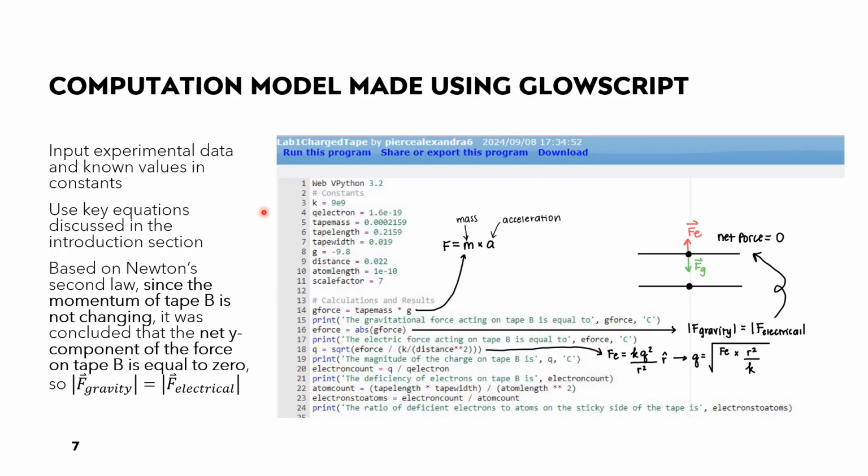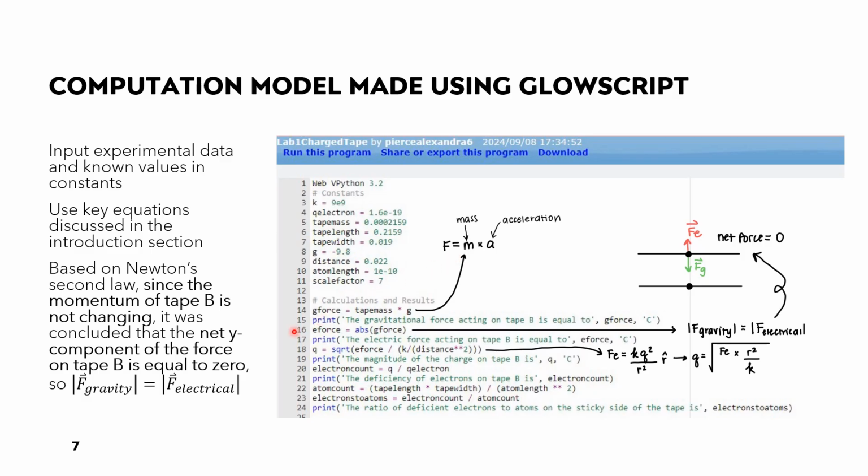So here's the GlowScript code I wrote, and I just inputted some of the experimental data from the last slide onto this code in the constant section, along with just a few other values. And I used some key equations discussed in the introduction section in my code. So here's the equation for gravitational force, which is written right here.